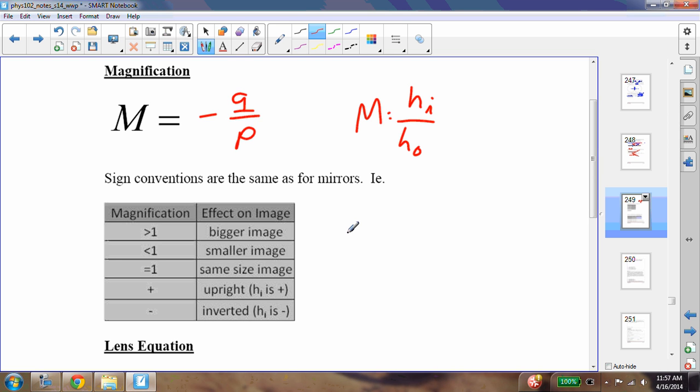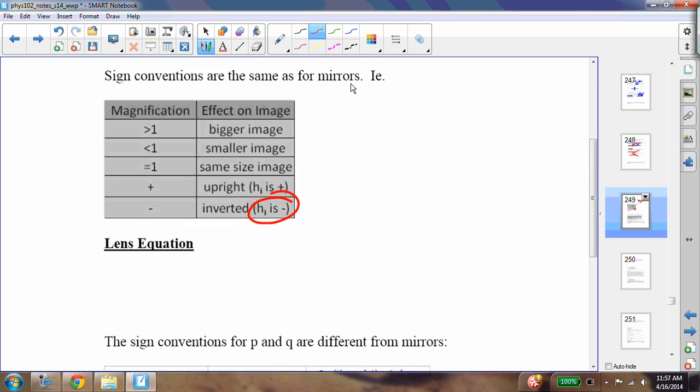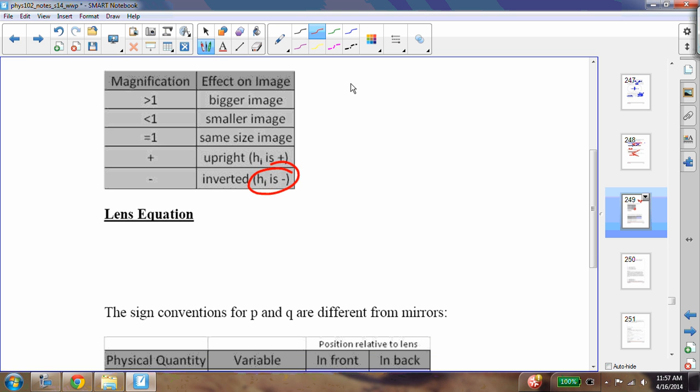If the magnification is positive, it's upright. If it's negative, it's inverted. And if it's inverted, that means also that our image height is negative, which would cause this value to be negative. And then finally, the lens equation. The lens equation looks just like the mirror equation, 1/p + 1/q = 1/f. And it works very much in the same way.